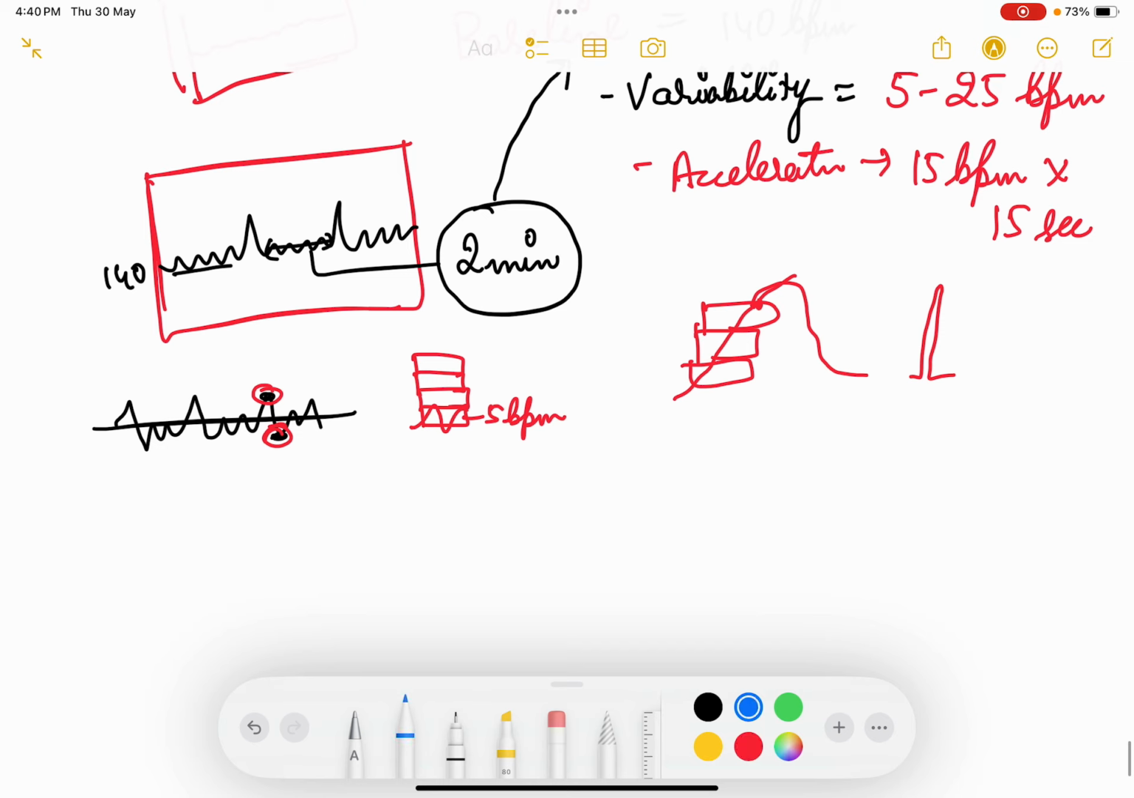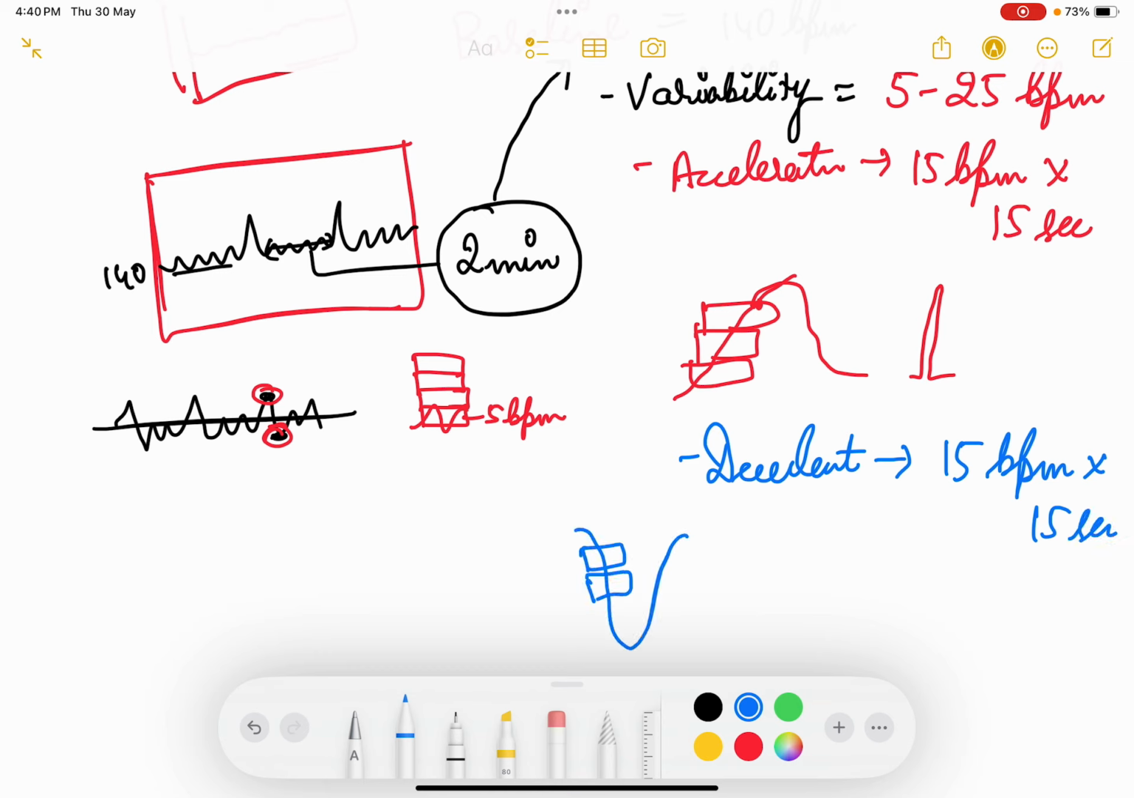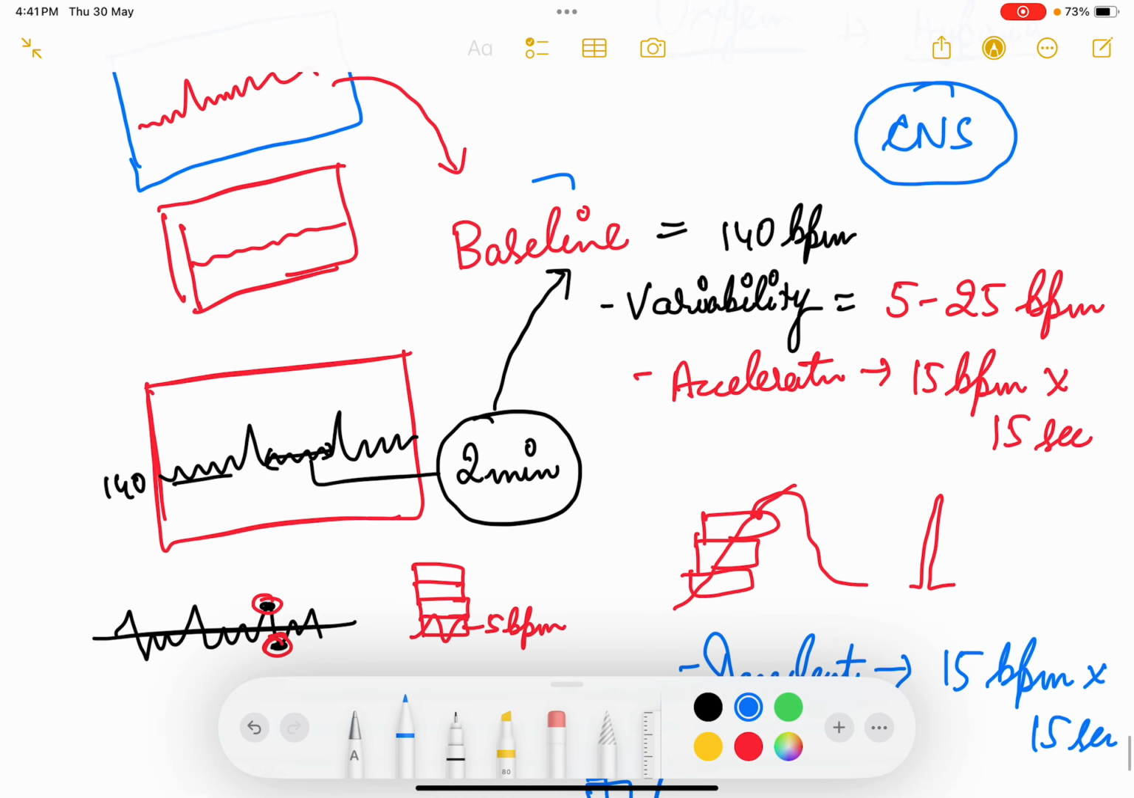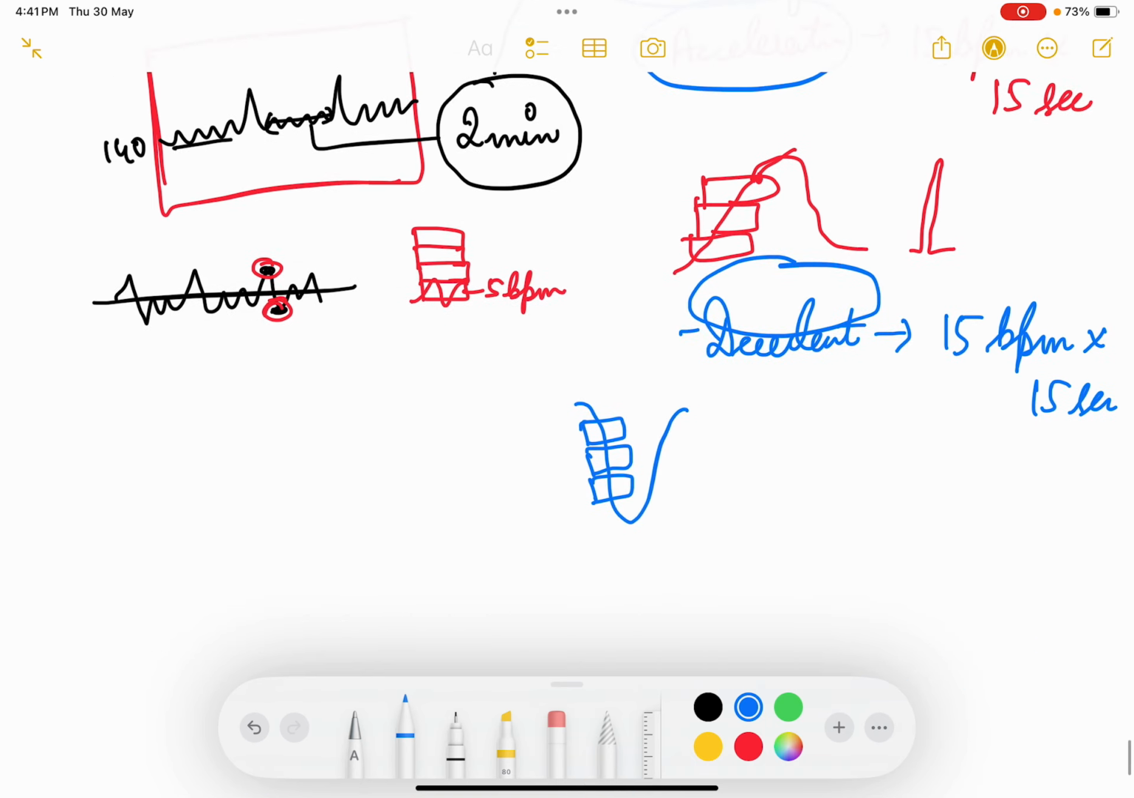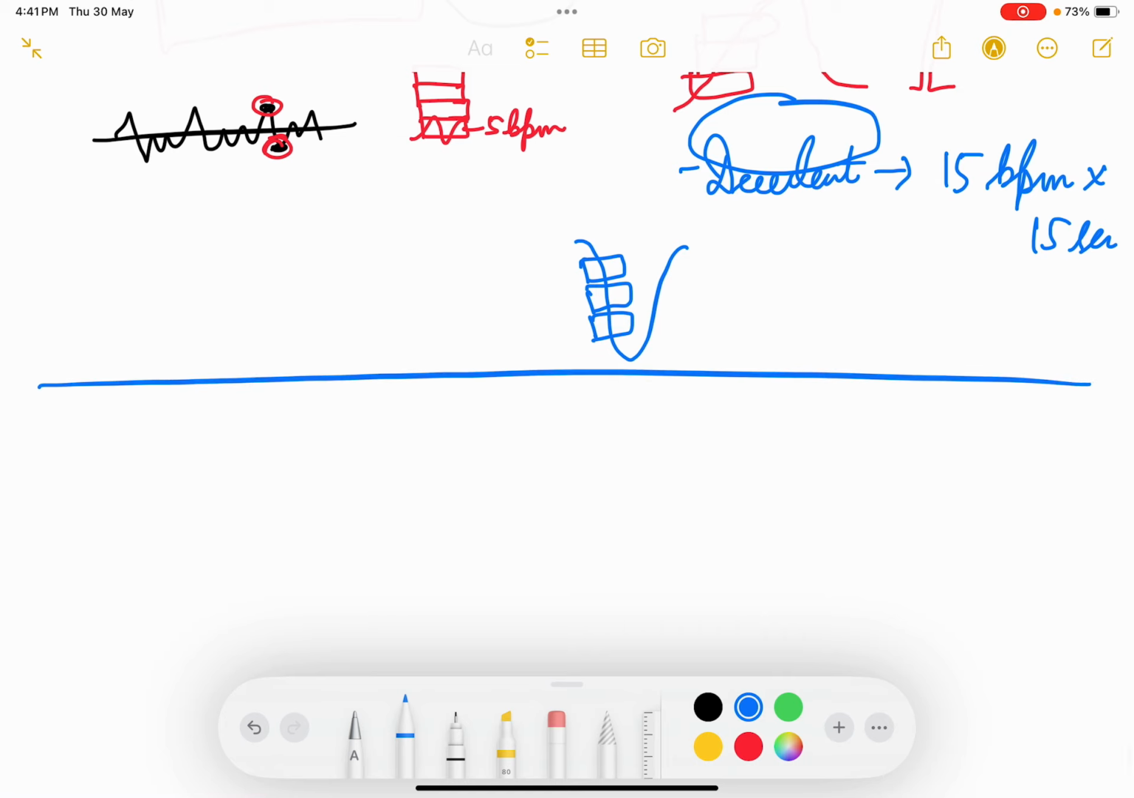And fourthly, you have your deceleration. Deceleration is when the fetal heart rate decreases by 15 beats per minute and lasts for 15 seconds. It should decrease by at least 3 small squares and last for 15 seconds, then it is called deceleration. So these are the 4 baseline variables, that is baseline, variability, acceleration and deceleration, which you should comment on.